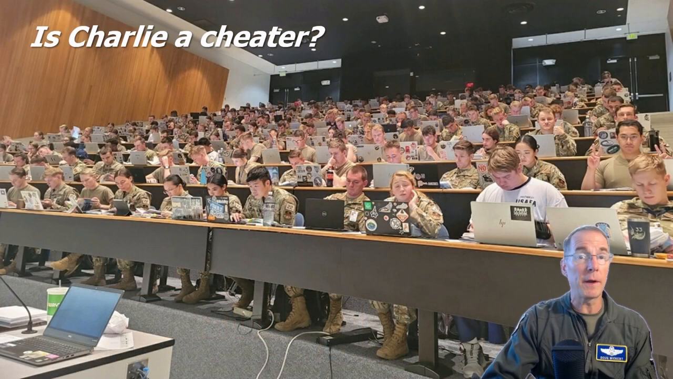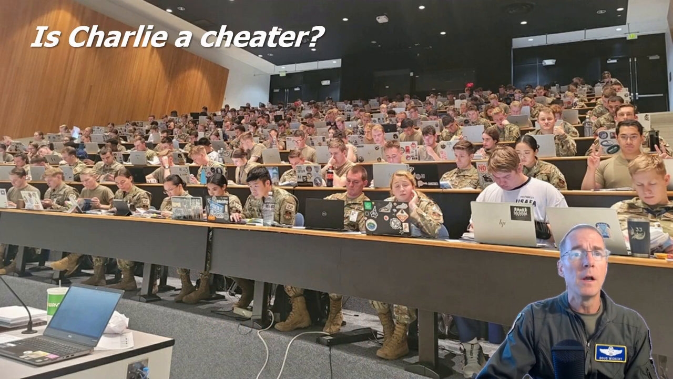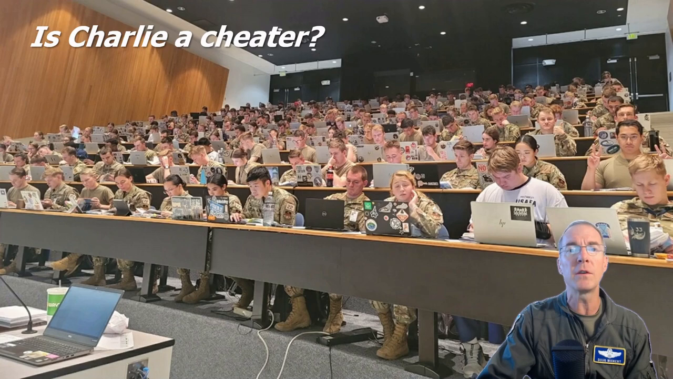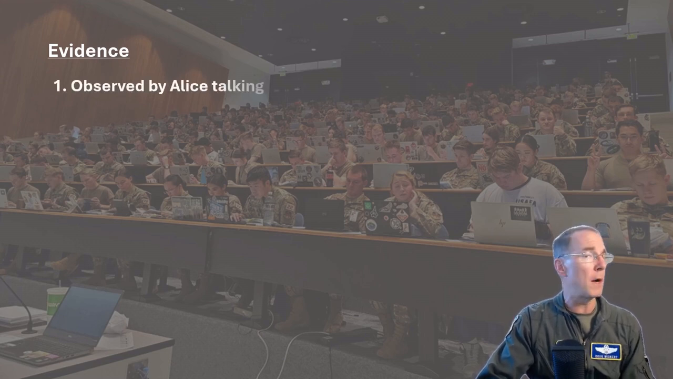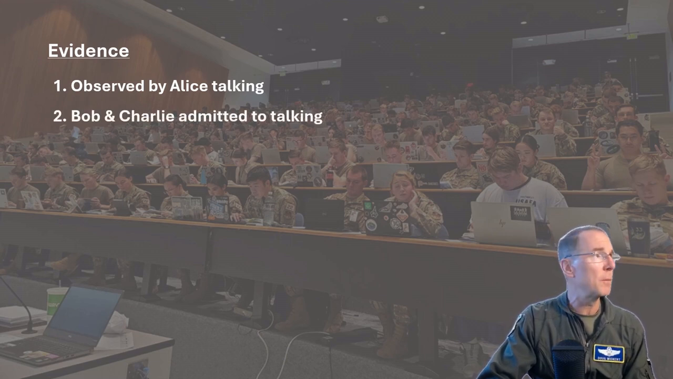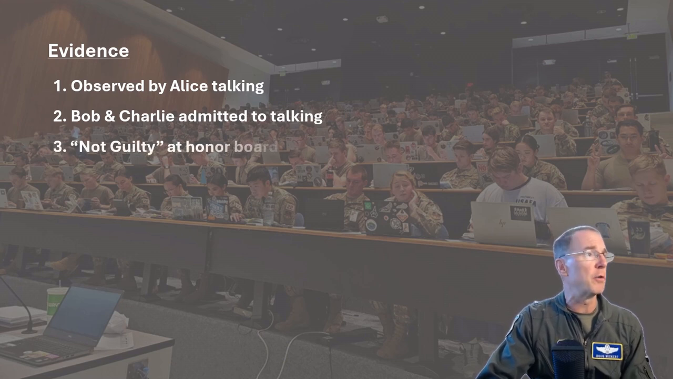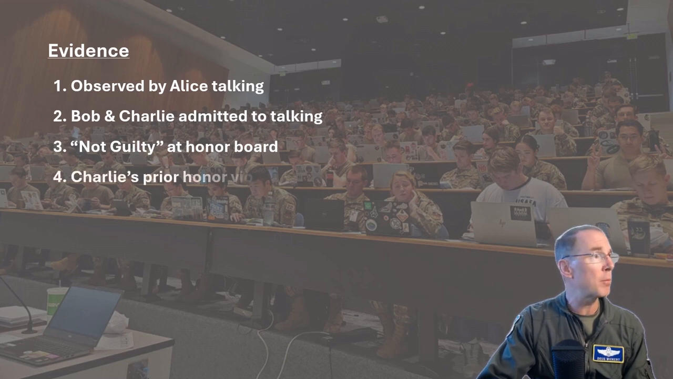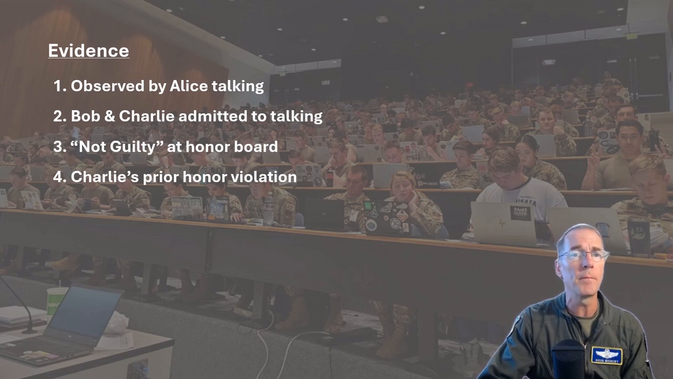This was a mass final exam, and I'll outline some of the evidence or factors that I had to consider. Some of the factors exonerate Charlie, others implicate him. We'll use Bayesian reasoning to systematically weigh the factors. So here's the evidence. Alice had observed Bob and Charlie talking. Bob and Charlie admitted to talking, though they claimed to be arranging a ride to the airport. Charlie was found not guilty by an honor board of his peers. Charlie did have a prior honor violation, so he had a clear incentive to lie about cheating.